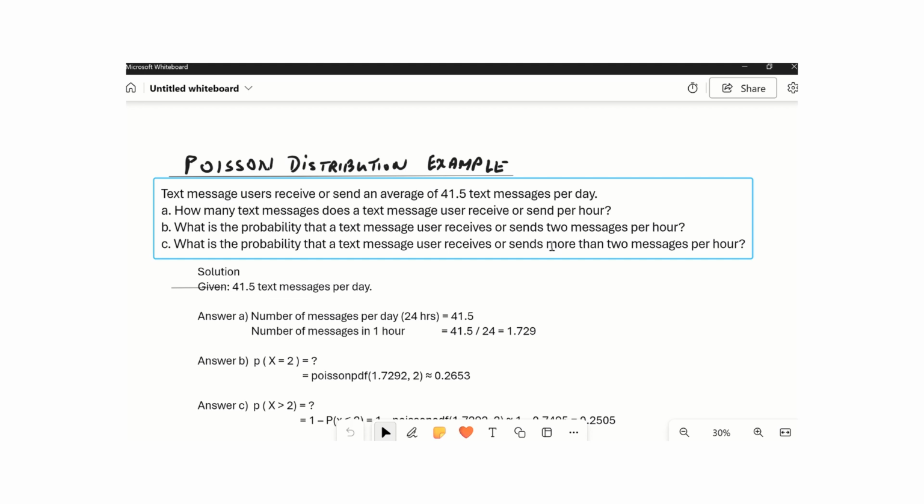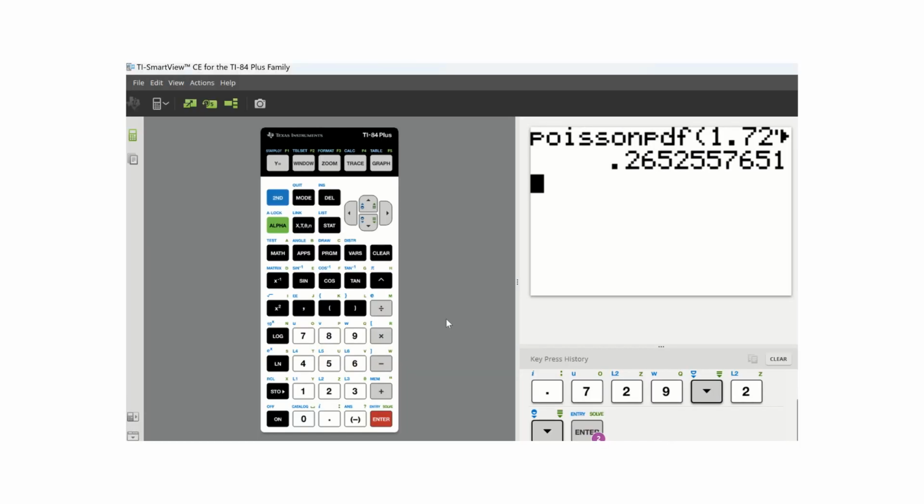Our next problem wants to know what is the probability that a text message user receives or sends more than 2 messages per hour. This time we do not have an exact value, we have some kind of direction, more than or less than. So we want the probability that the messages will be more than 2. There could be 3, 4, 5, 6, and so on. We need the probability for that. Now the TI-84 calculates directional probabilities to the left only.